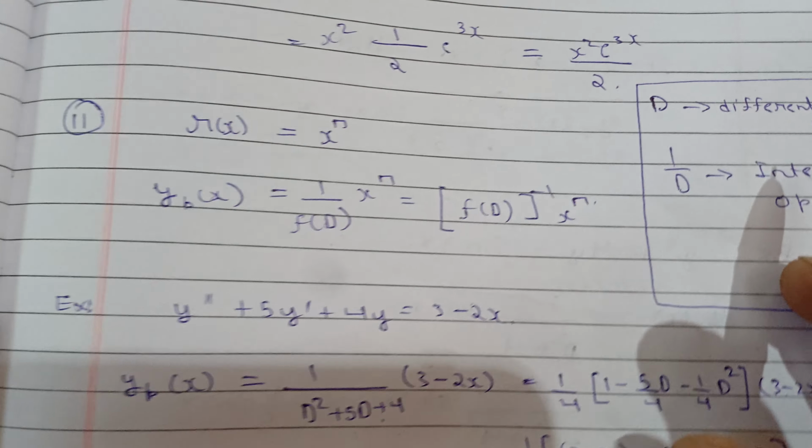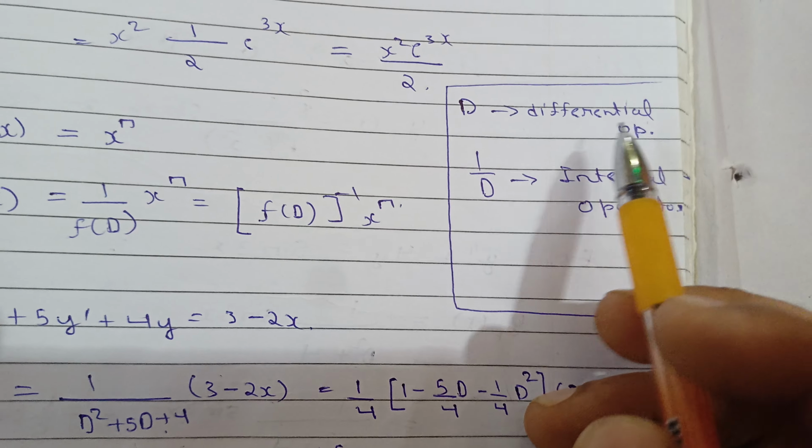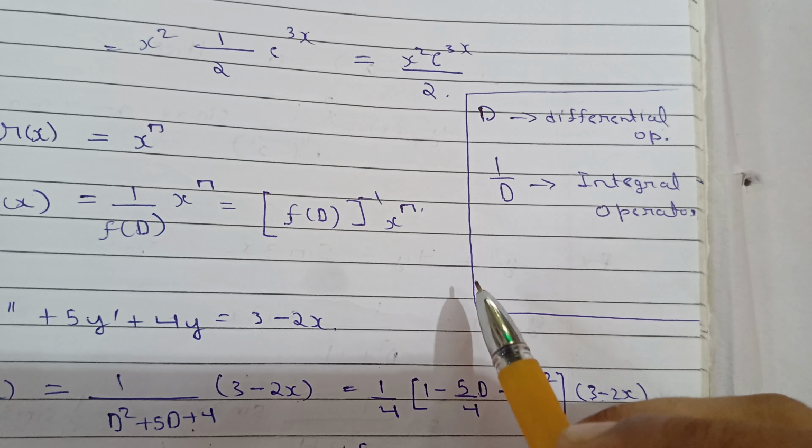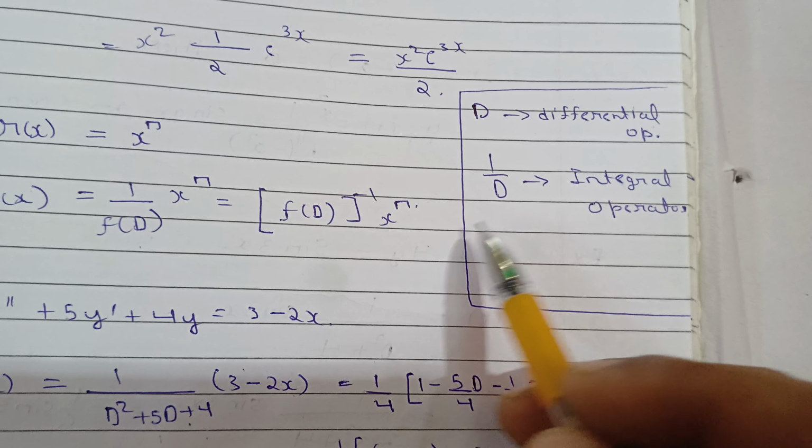What you need to remember here is that D represents the differential operator and 1 upon D represents the integral operator. Whenever you get 1 upon D with something on the right side, you will integrate that.